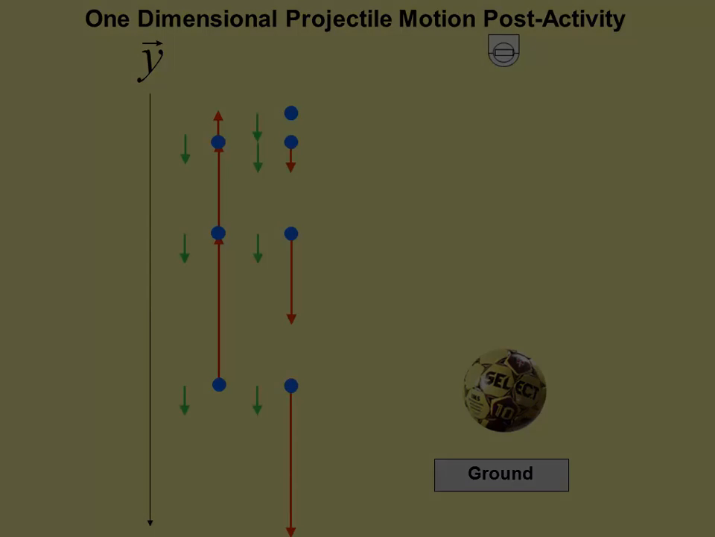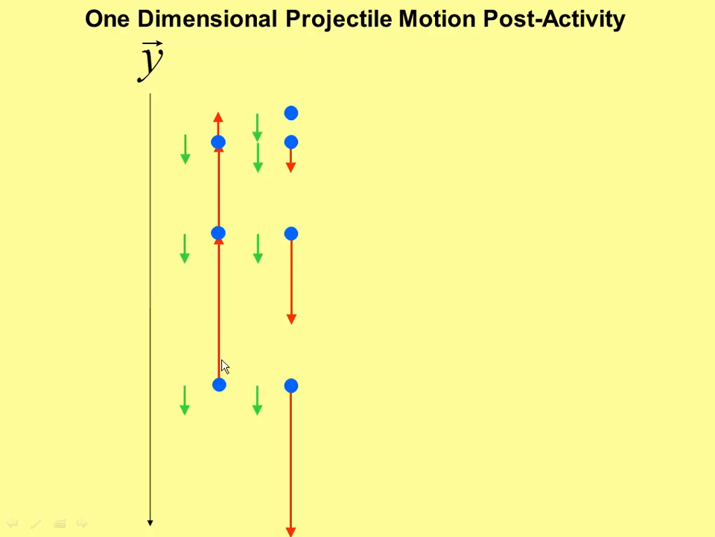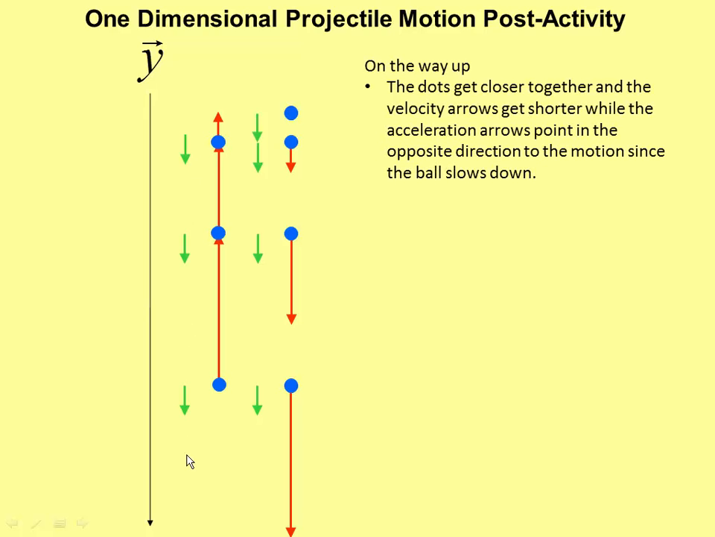Now, a couple of things that you should notice here about this motion. Let's look at it on the way up. On the way up, several things are happening. The dots are getting closer together. The velocity arrows are getting shorter and shorter. And notice that the acceleration arrows point in a direction opposite the direction it's moving. It's going up, but it's accelerating down. All three of those things should lead you to think of it as slowing down, right? Those all are things that happen when an object is slowing down. Dots get closer together, velocity arrows get shorter, and the acceleration points in the opposite direction it's moving.